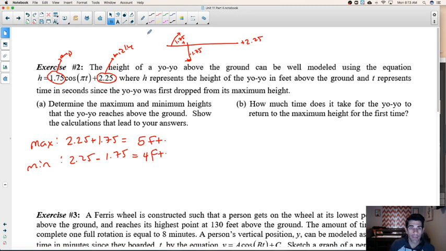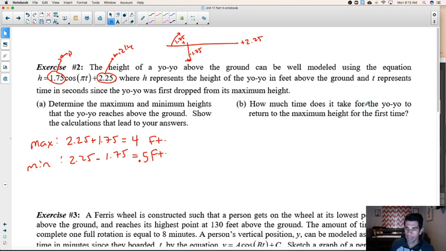No, I mixed them up. That's what I'm doing wrong. I have it one way on my paper and the other way on this here. So 2.25 plus 1.75 is 4, and 2.25 minus 1.75 is 0.5. That makes more sense. So those are your max and minimum heights of this function.